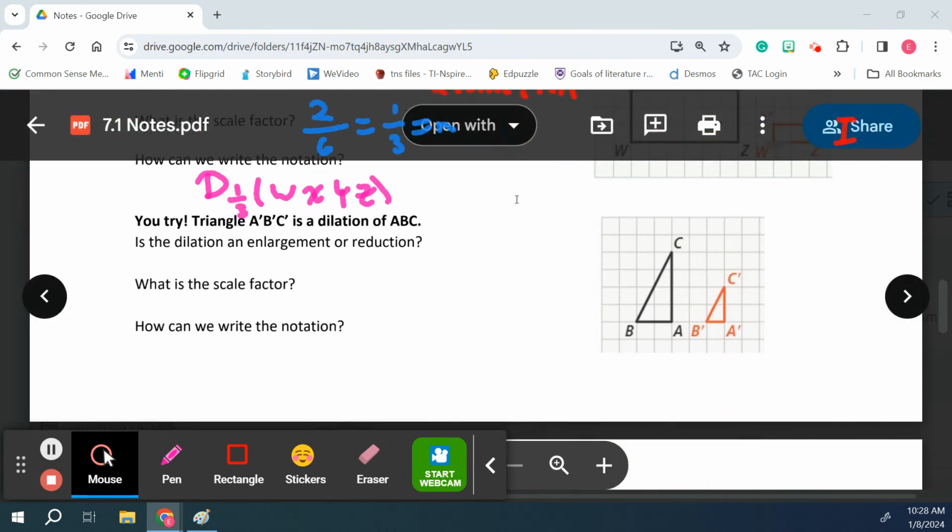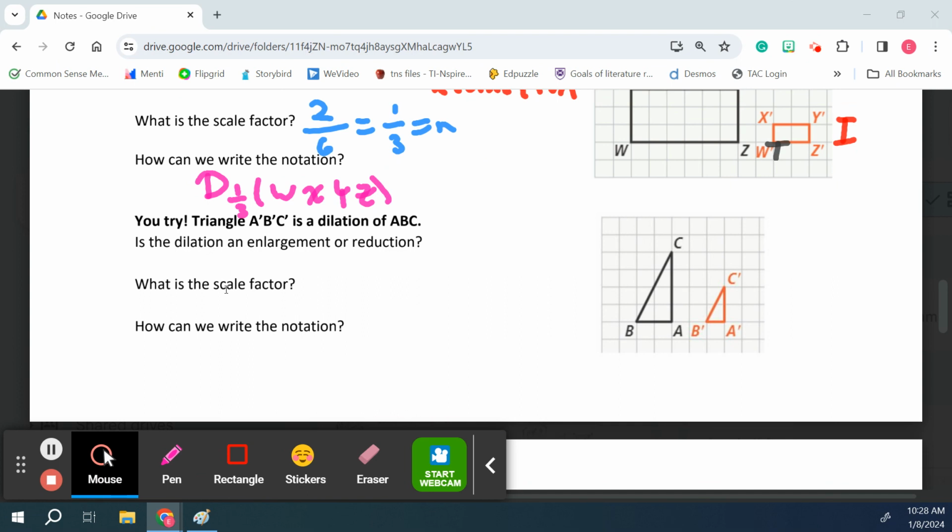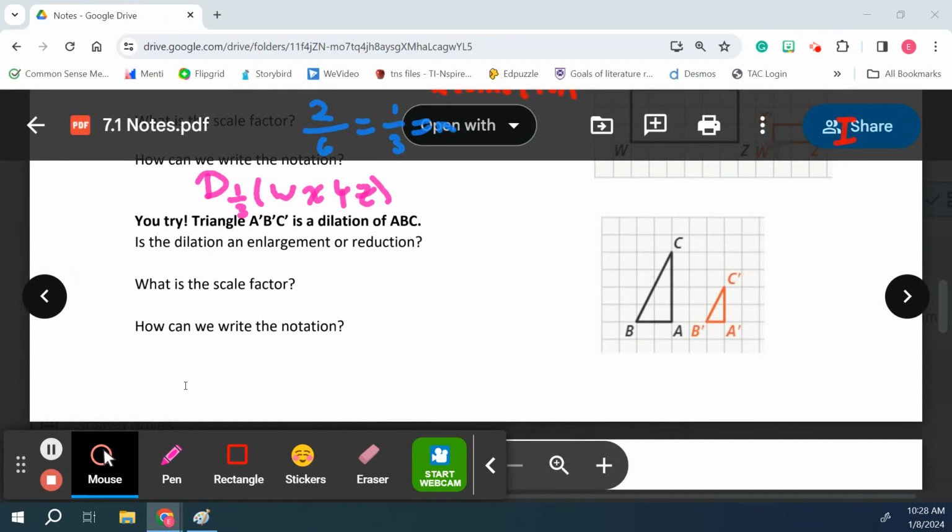All right. So what I want you to do real quick is the You Try It right here. Give this a shot. Identify your pre-image and your image and answer all 3 questions. Go ahead.